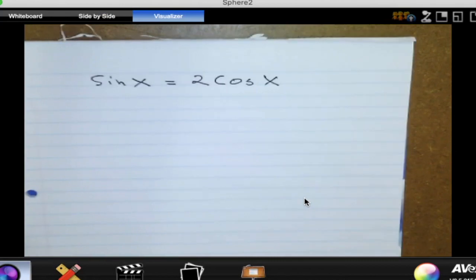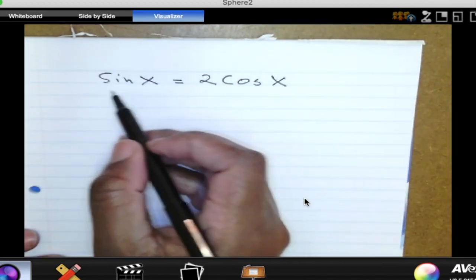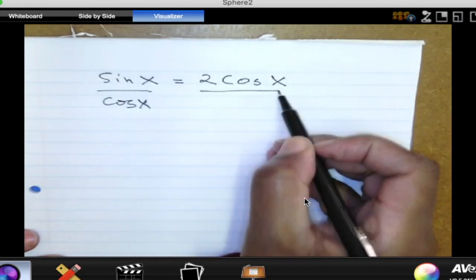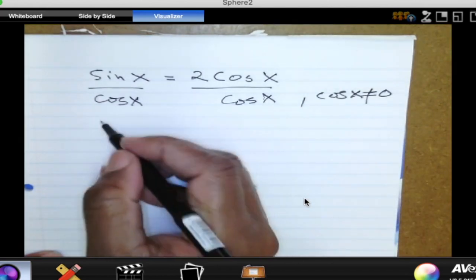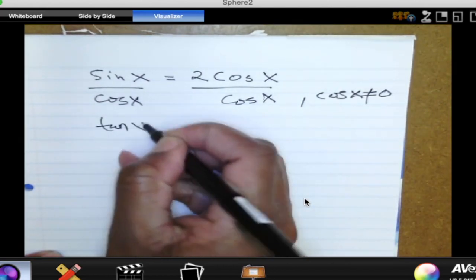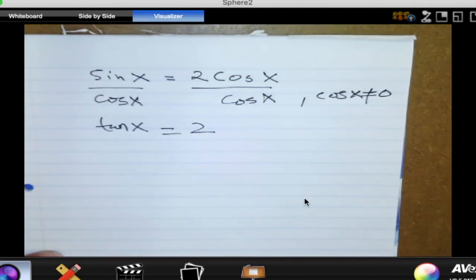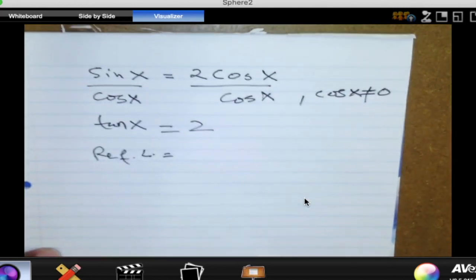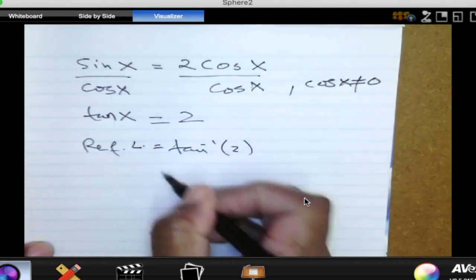Right, sine x is equal to 2 cosine of x. Now, the ratios are different. That is sine, that is cosine. Let's divide both sides by cosine x. We are assuming that cosine x is not equal to 0 here, otherwise that is not allowed. The left-hand side becomes tan, right? And the right-hand side becomes 2. You can find your reference angle now. What is the reference angle? Shift tan 2 in your calculator.